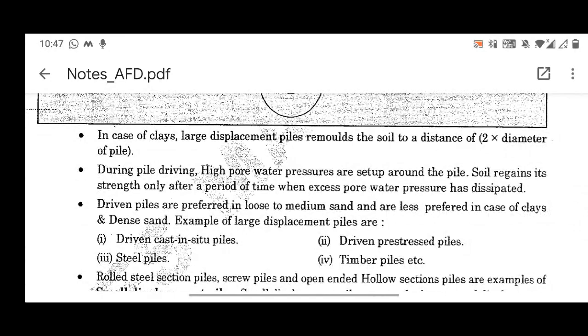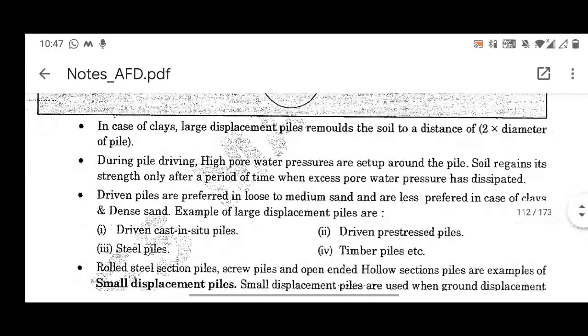So there are several examples of the large displacement pile. First one is your driven cast in situ pile. When I say driven cast in situ pile, I'll tell you in my subsequent lectures what we mean by this. Then driven pre-stressed pile, steel piles and timber pile. Steel and timber piles, you are already familiar with these types of pile, right? And driven pre-stressed pile means the pre-stressing concept you have also learned in your RCC, right? So we are giving some additional load to the pile so that it can bear whatever additional increment of load will come onto the pile.